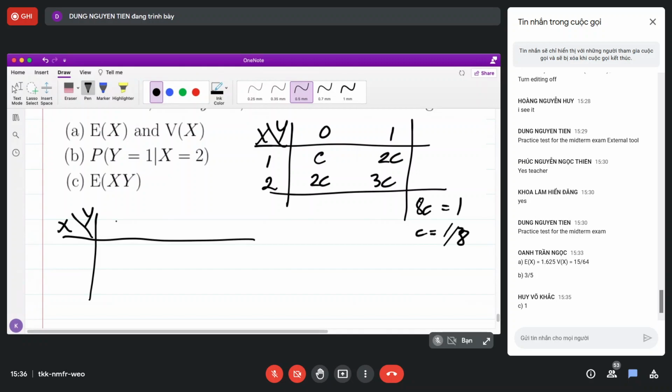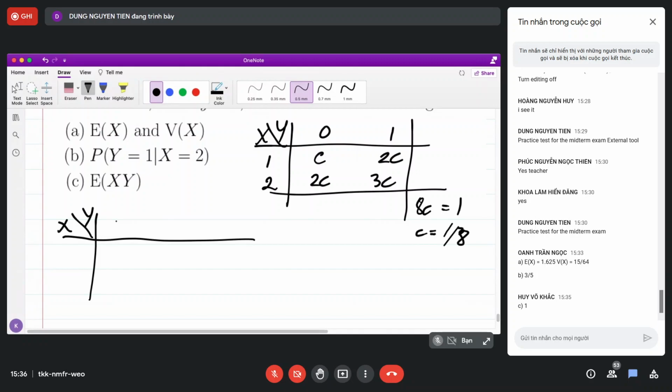Now we want to find the conditional probability that y is 1 given x equals 2. That is the joint probability that y equals 1 and x is 2, over the probability that x equals 2. Y is 1, x is 2, this is the value 3 over 8. And the denominator is the probability that x equals 2, which is 5 over 8. And then you get 3/5. Okay, do you understand? That is question B.